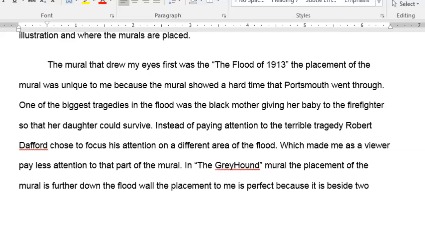So figuring out what the paper's overall argument is, spend some time with that. Ask me questions, brainstorm, visit the writing center about that. Then the task is to make sure that the paragraphs are all helping you support that. And so within those body paragraphs, like we have here, we're taking a look at placement of the mural.